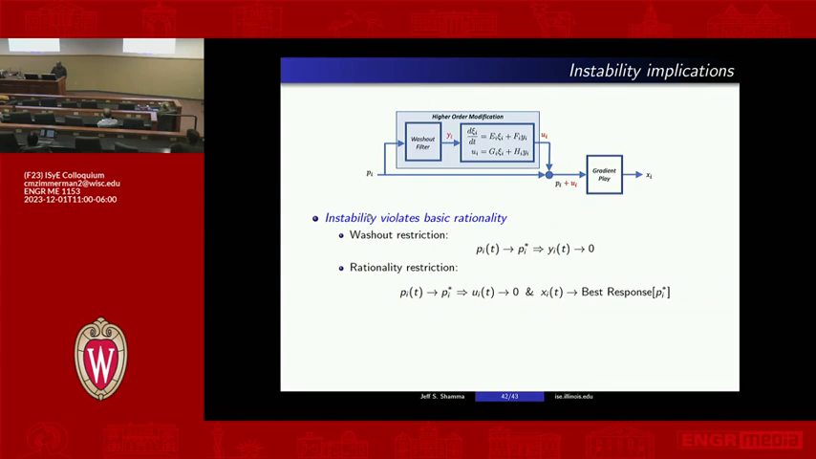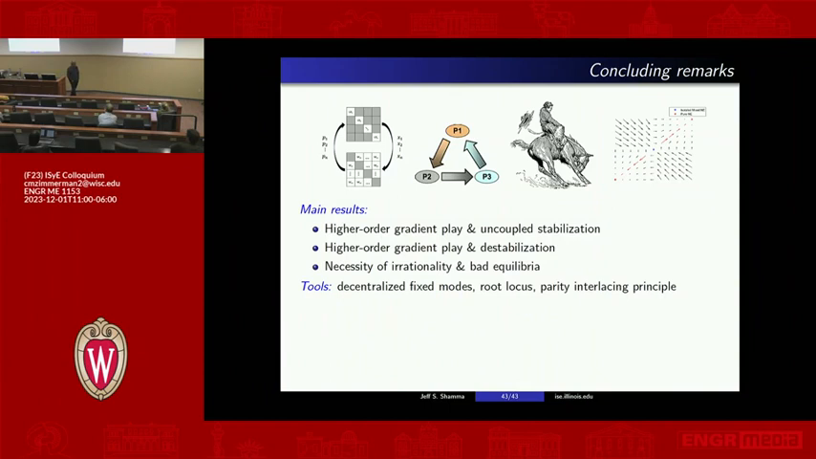So that's it, really. What are the main results? Higher order gradient play can stabilize mixed equilibria. That's "ain't a horse can't be rode." Higher order gradient play and destabilization, that is, "ain't a man can't be throwed." And then, are there bad horses? Okay, there are some equilibria that shouldn't be learned, because the only learning rules that work are not guaranteed to learn the best response to a constant. The tools that we use are things called decentralized fixed modes, root locus, and the parity interlacing principle. If any controls people are in the audience, you're going to wipe away a little tear here, because those are very classical results or techniques from systems theory.